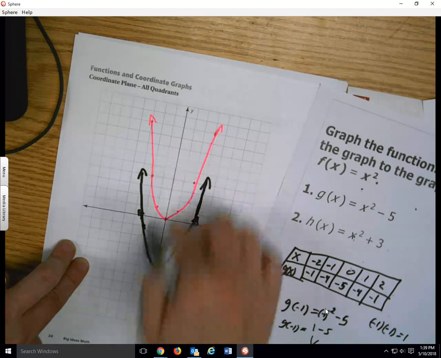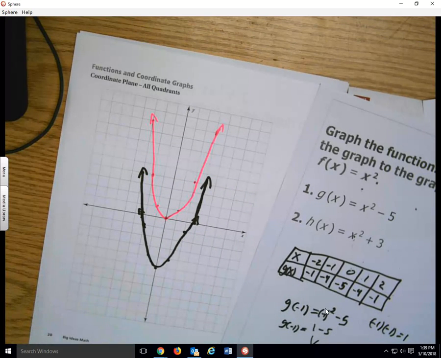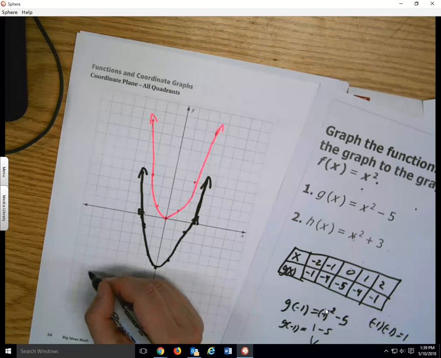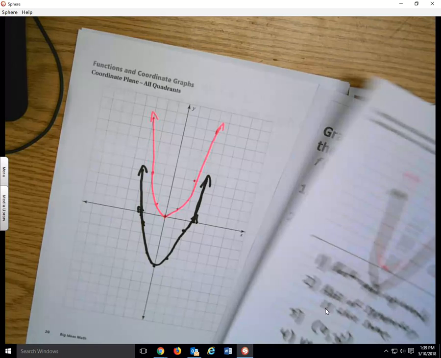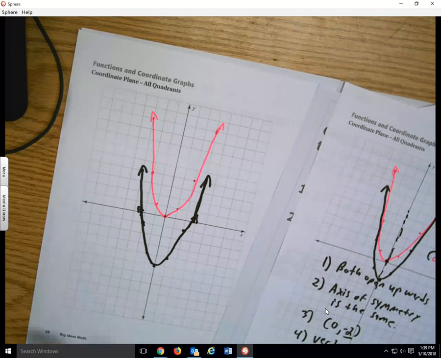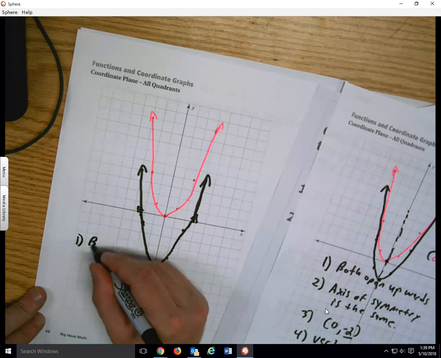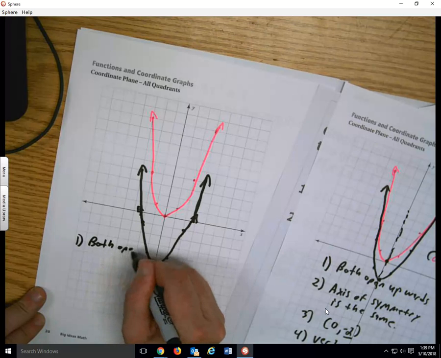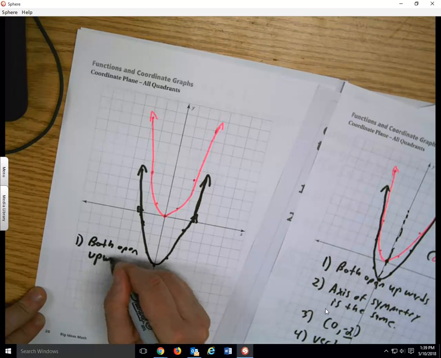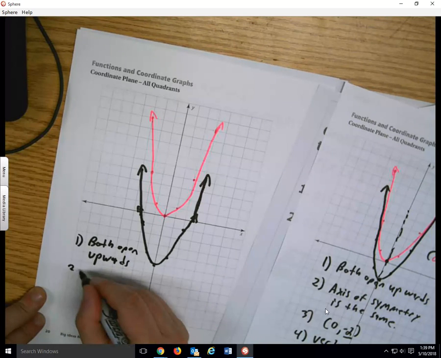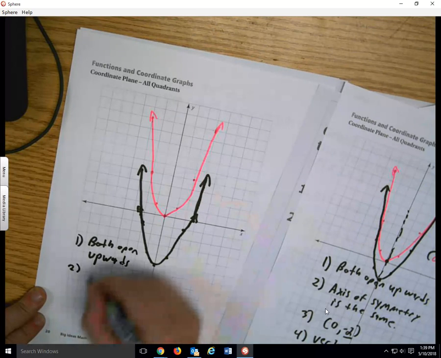Okay, so we're supposed to compare these two. How would we compare them? What are the things that we are looking for, right? Let's see how you do. So it's a vertical translation of the graph, first of all. How many units down? That's the main thing. If I run out of time on this video, I want you to know it's a vertical translation. I think we have time to do it all. Let's just do it. So they both open upwards. Axis of symmetry is the same.